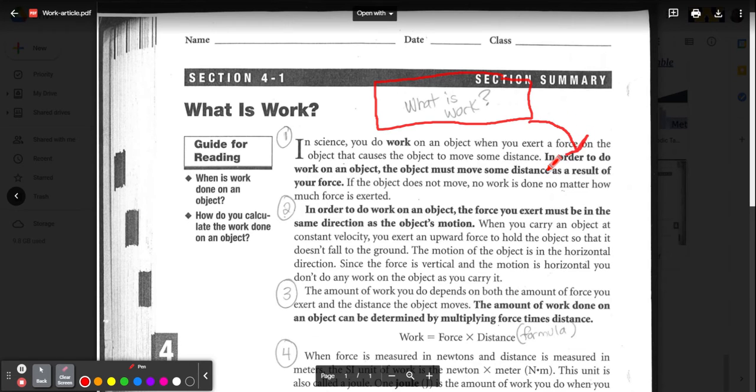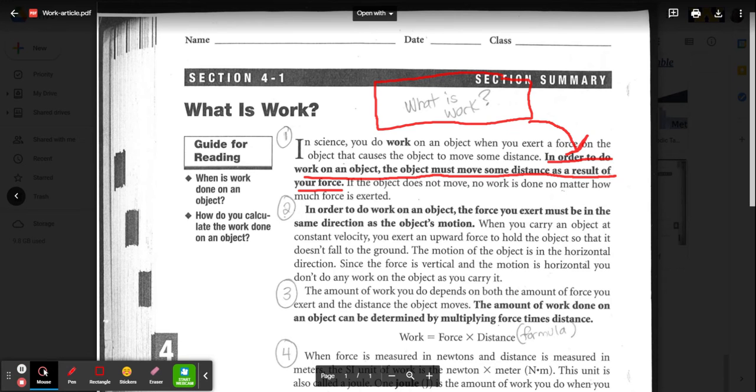In order to do work on an object, the object must move some distance as a result of your force. So if it's not moving, then you're not doing work. Let's say you pick up a pencil and you're holding it, but you're not moving it. You're not doing work. If you're moving it up and down, writing on your piece of paper, then you are doing some work. So it must involve some movement.